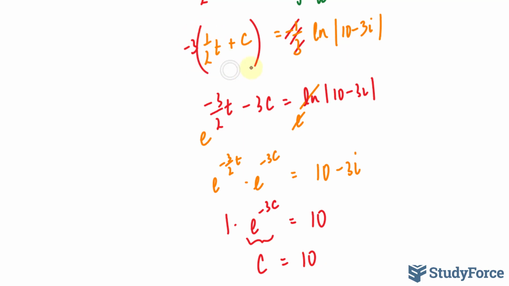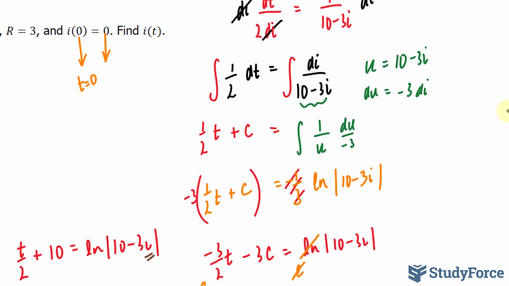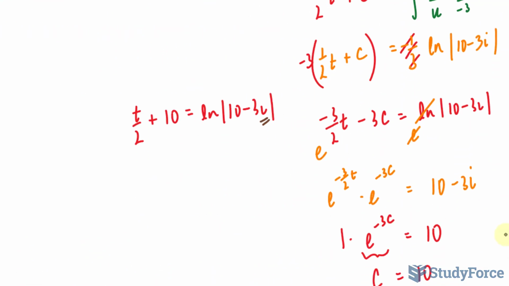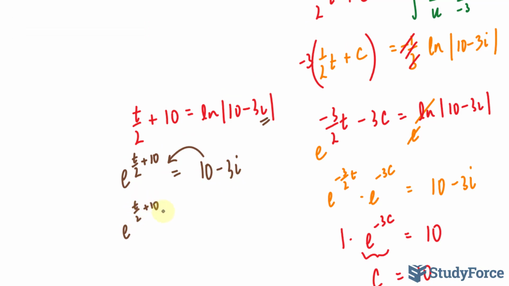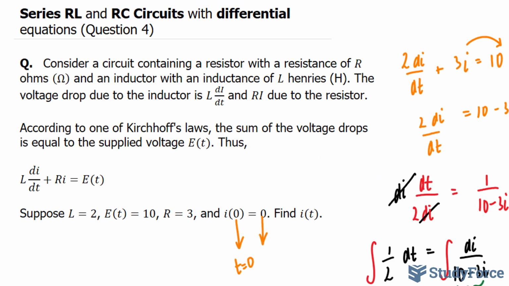Now, going back to this equation, I have t over 2 plus 10, our constant, is equal to ln 10 minus 3i. And if I solve for I, which is what the question asks for, here's what I get. E to the power of t over 2 plus 10 is equal to 10 minus 3i, bringing this 10 over e to the power of t over 2 plus 10 minus 10 divided by negative 3 is equal to our instantaneous current I with respect to time. And there you have it. That is how to solve series RL and RC circuits with differential equations.